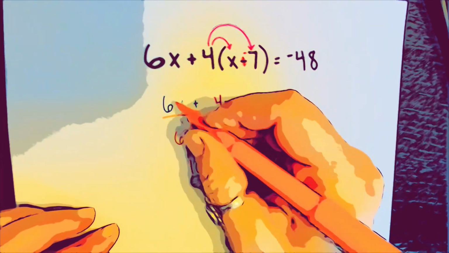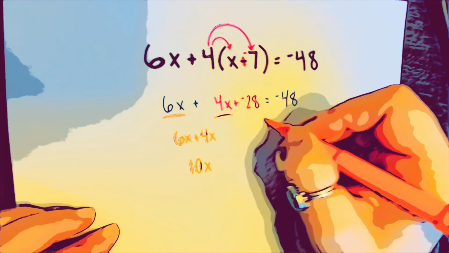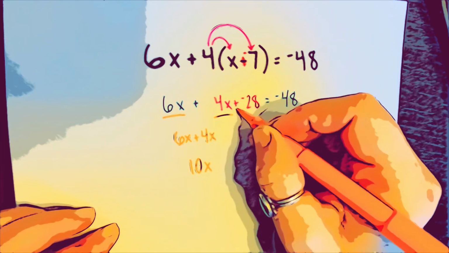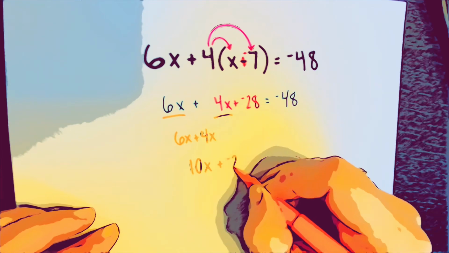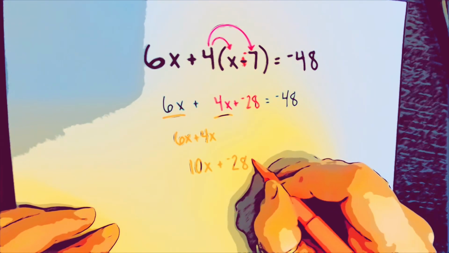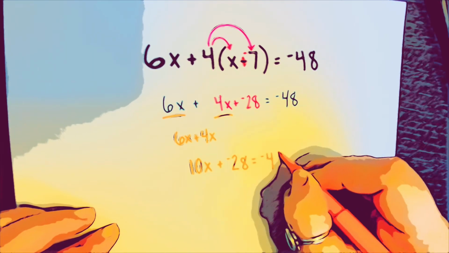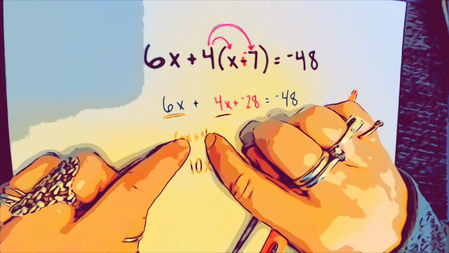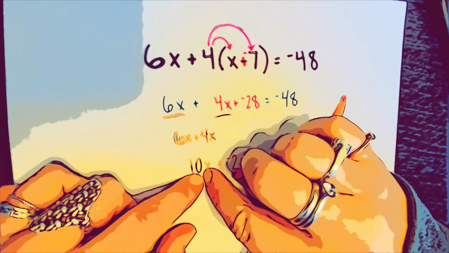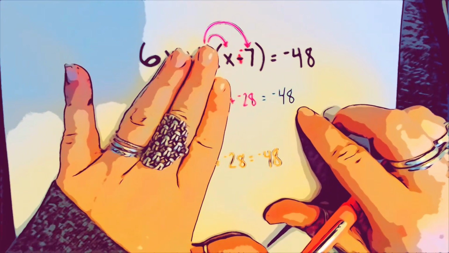Okay, we took care of that. Now we need to make sure that we bring everything else down. So I'm going to bring down my plus. I'm going to bring down my -28, and I'm going to bring down my equals -48. So we had 6x and we had 4x, and we combined them to 10x. And then we brought down everything else.